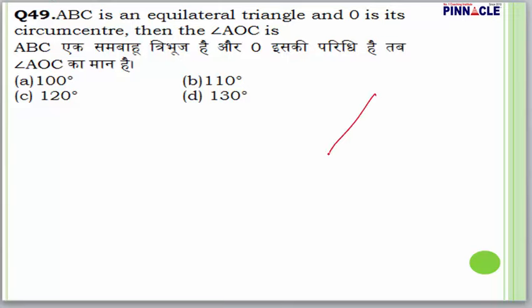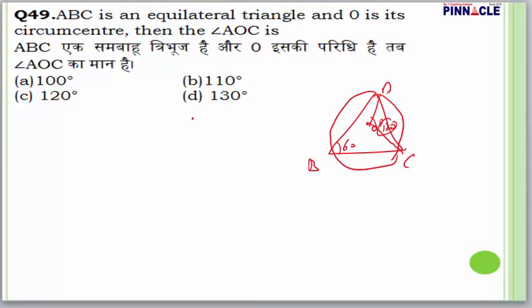49. Question 49, ABC is an equilateral triangle. A, B, C, this is equilateral triangle, and O is its circumcenter. This is O, circumcenter. Then the AOC would be how much? Angle formed at the center would be double as compared to angle formed at the circumference. So if it is 60 degree, then this would be 120 degree, two times. Answer would be C.